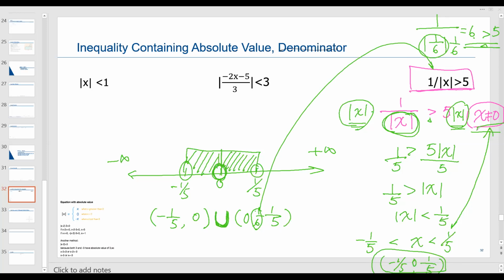So be careful about this one. 0 was taken out because x is in the denominator, so x cannot equal 0, right? When we talked about fractions, any fraction a over b, b cannot equal 0, right? Keep this in mind. In any fraction, the denominator cannot equal 0. Okay, I know the time goes so quickly.